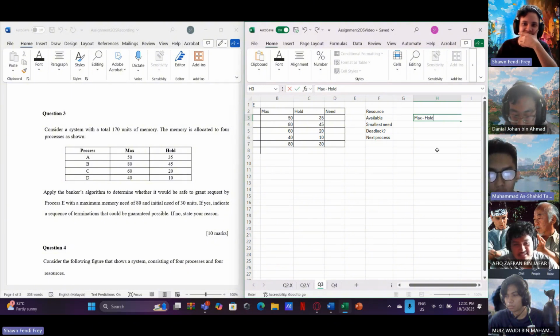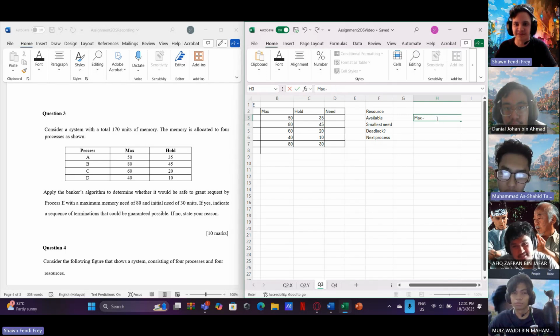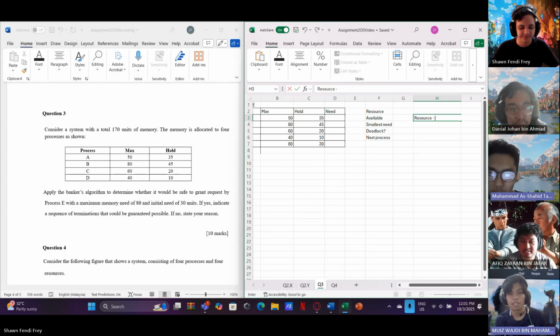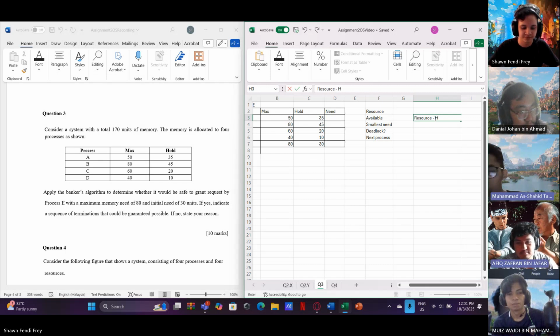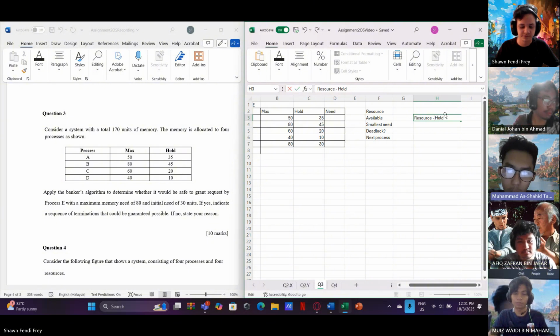For this we have max and also hold, right? So for need, we could actually just subtract max with hold, and then we will get the need. For the available, how do we want to find available?